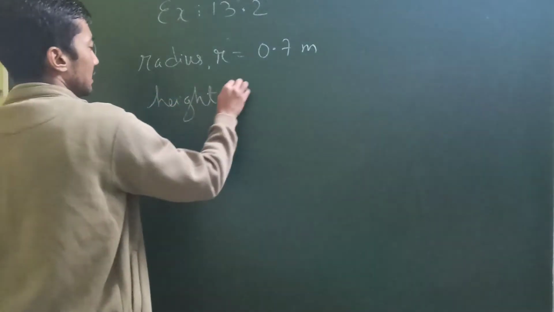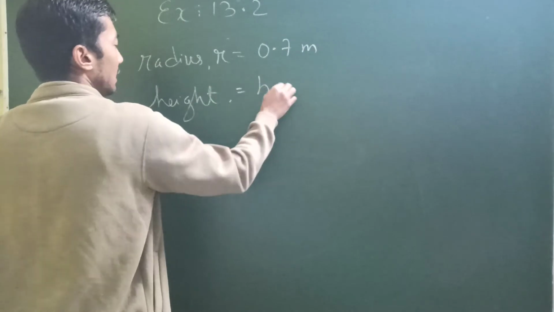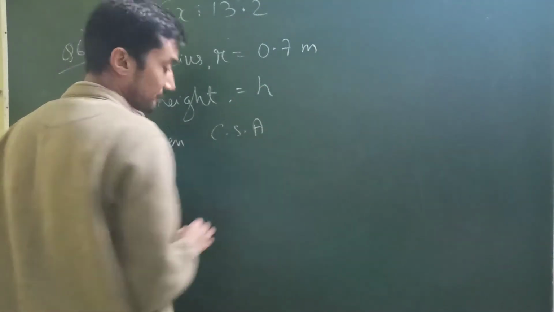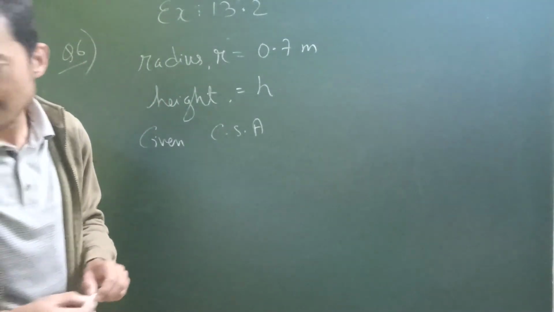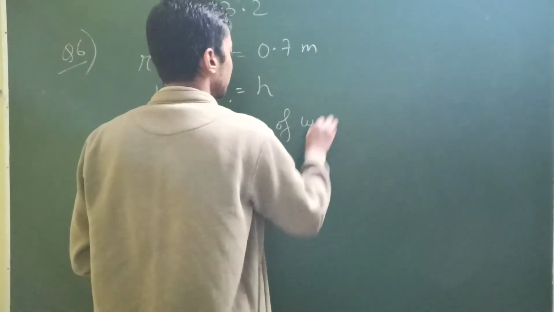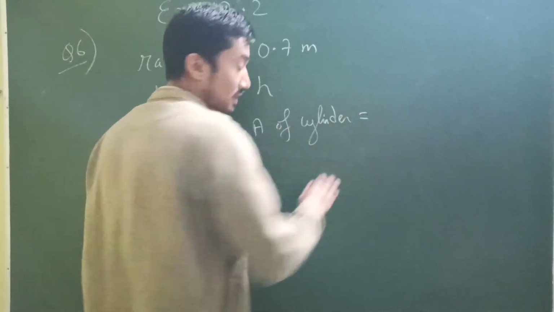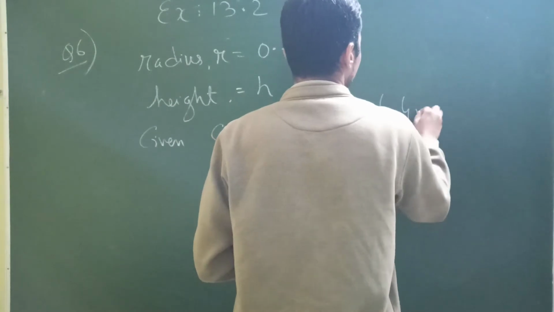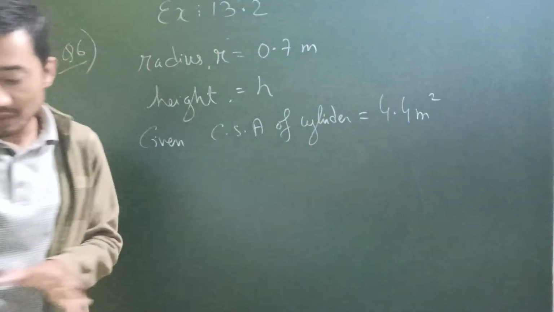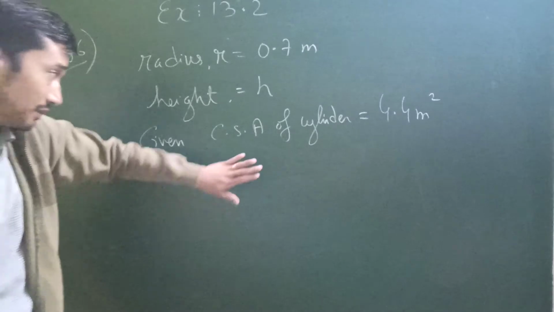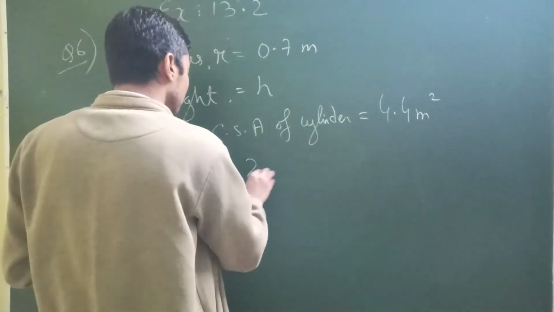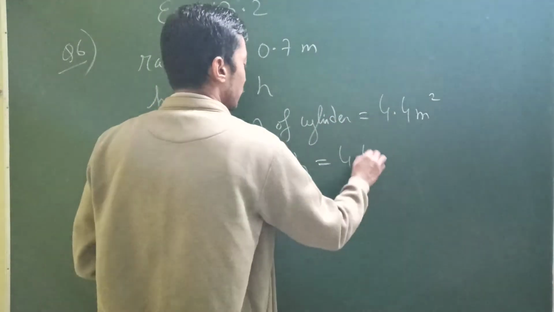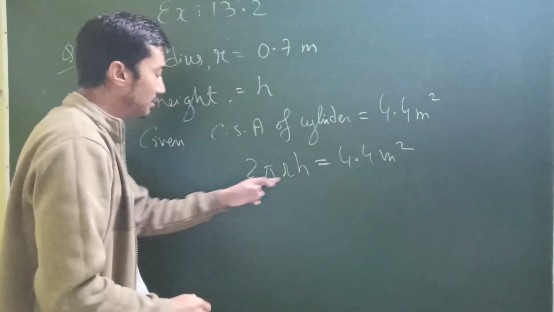So height, let it be h. So given curved surface area of cylinder, how much is that? That is given to us 4.4 meters square. Okay, now what is the formula for curved surface area? Curved surface area of cylinder is actually supposed to be 2 pi r h, and this is given 4.4 meters square, but in this value something is missing.